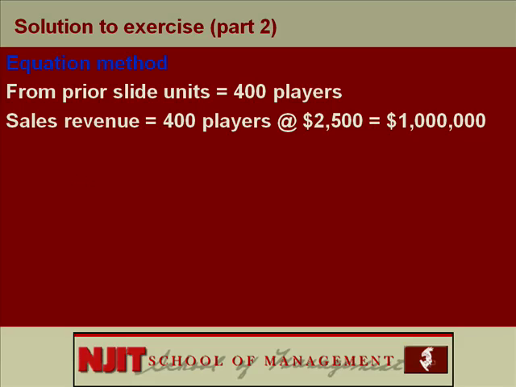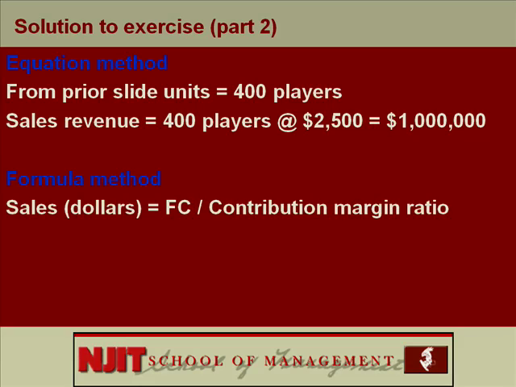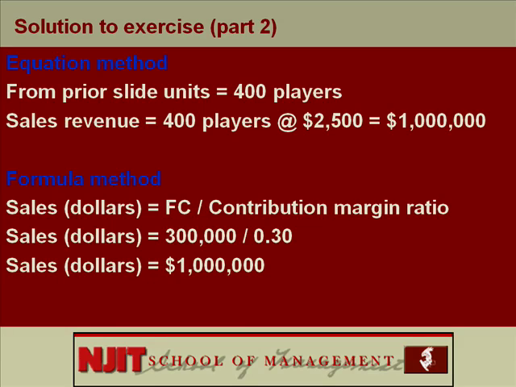Let's do the formula method. Which formula is it? It's break even, correct? And the formula is sales in dollars is fixed cost over what? Contribution margin ratio. We already figured it out, haven't we? Sales in dollars is fixed cost 300,000 over 0.3, which is $1 million.